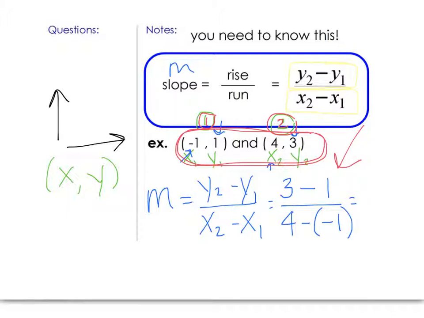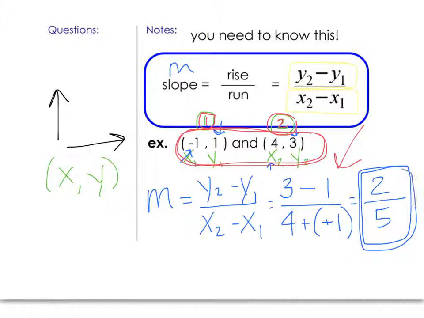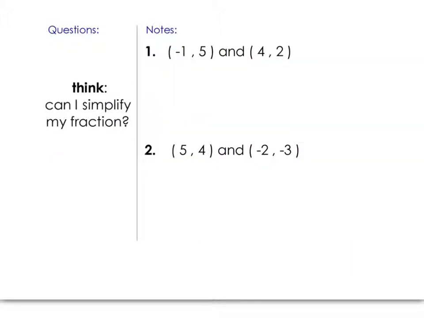Well, 3 minus 1 is 2. 4 minus a negative 1 is 4 plus 1. So my slope is 2 over 5. And that's it. That's your slope. We want to leave it as a fraction. And what this means is on my graph, to get from one point to the next, I rise 2 and I run 5. We'll start graphing lines next class or the next video, but that's all slope means. Let's try a couple more.